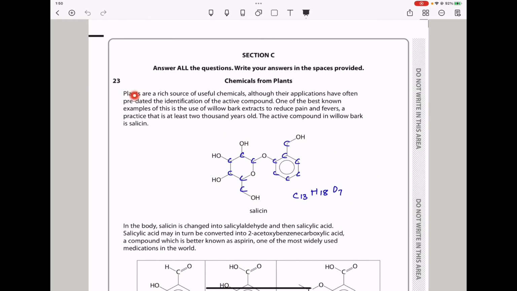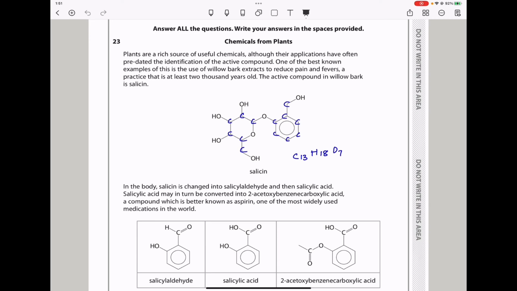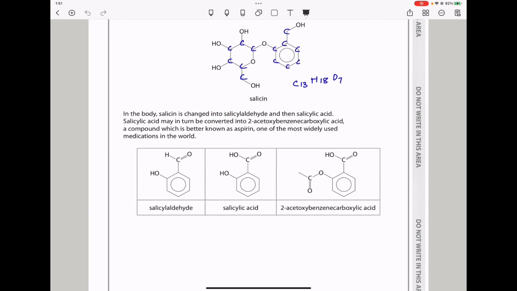Question 23. Plants are a rich source of useful chemicals, although their applications have often predated the identification of the active compounds. One of the best known examples of this is the use of willow bark extract to reduce pain and fevers, a practice that is at least 2,000 years old. The active compound in willow bark is salicin, and we are given salicin here. They say in the body, salicin is changed into salicylaldehyde and then salicylic acid. Salicylic acid may in turn be converted into 2-acetoxy-benzene carboxylic acid, a compound which is better known as aspirin, one of the most widely used medications in the world.